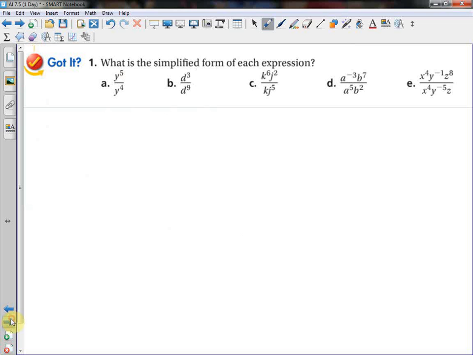All right. Here are 5 for you to try. Please try these. Refer to the previous problem or your notes if you need help.